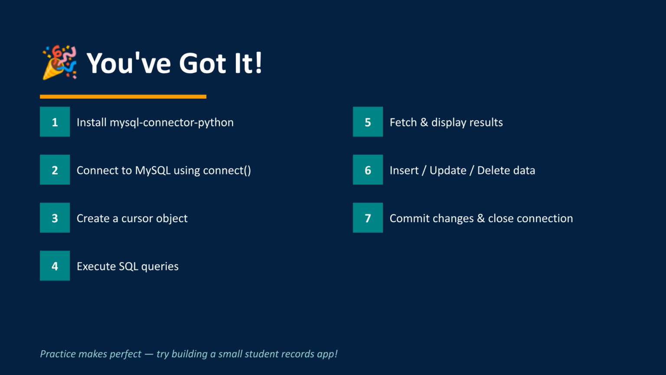You now have the 7 steps for connecting Python and MySQL. Remember, first install the connector, then connect, create a cursor, execute queries, handle data, and close the connection.